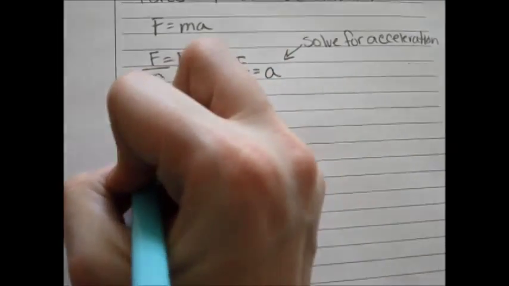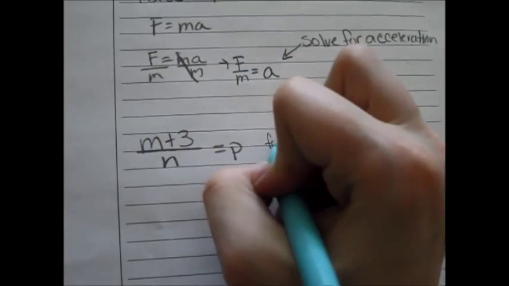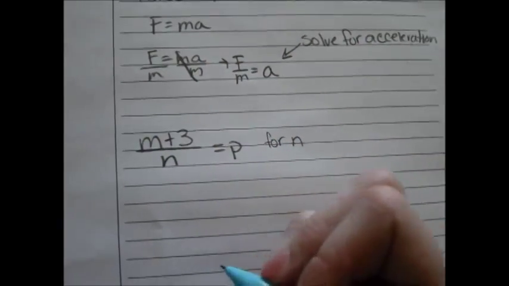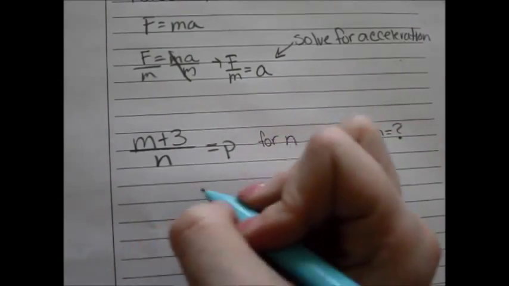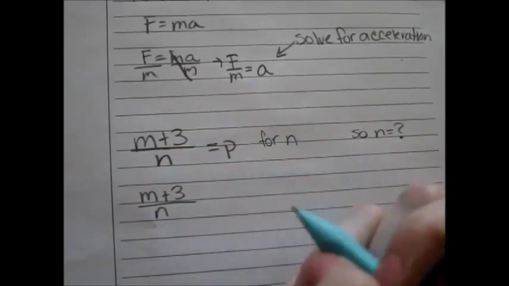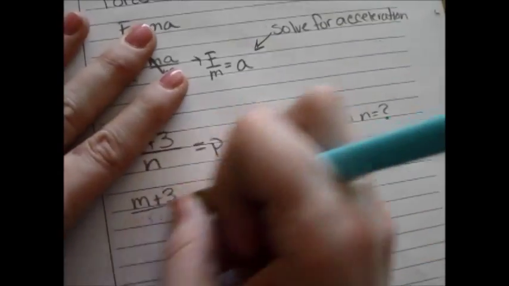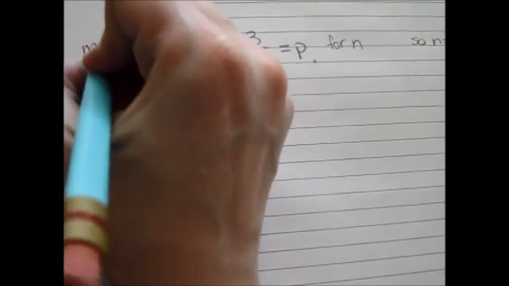Let's try another one that actually has some numbers in it. What about m plus 3 divided by n equals p? What if I want to solve for n? So what does n equal? Well, the first thing I'm going to do is multiply by n on this one. The last problem, we undid all the addition and subtraction first. But in this case, I'm going to undo the division first because everything's being divided.